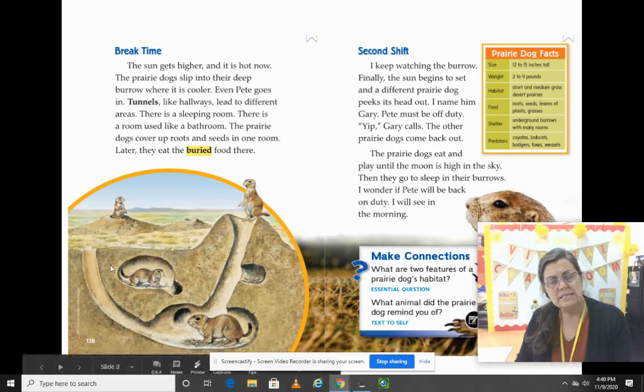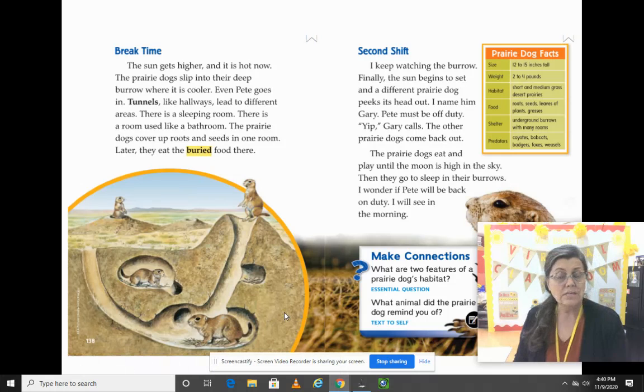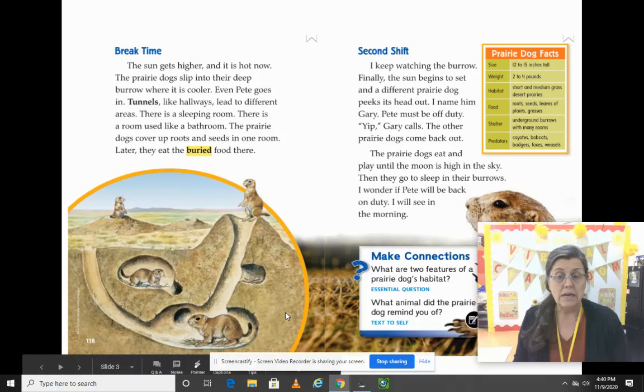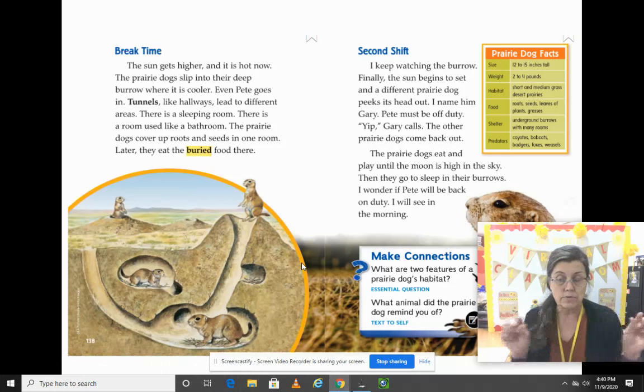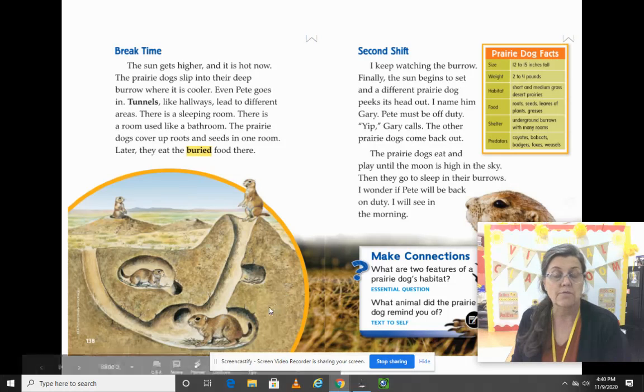What is this? Is this a real photograph of real prairie dogs? It looks a little bit more like a drawing, which is a type of text feature that authors sometimes use. Some might even say it was a diagram. Usually drawings and diagrams also have labels on them. I don't see any labels in this diagram or drawing, but we might see labels sometime in another story we're going to read that's nonfiction informational.